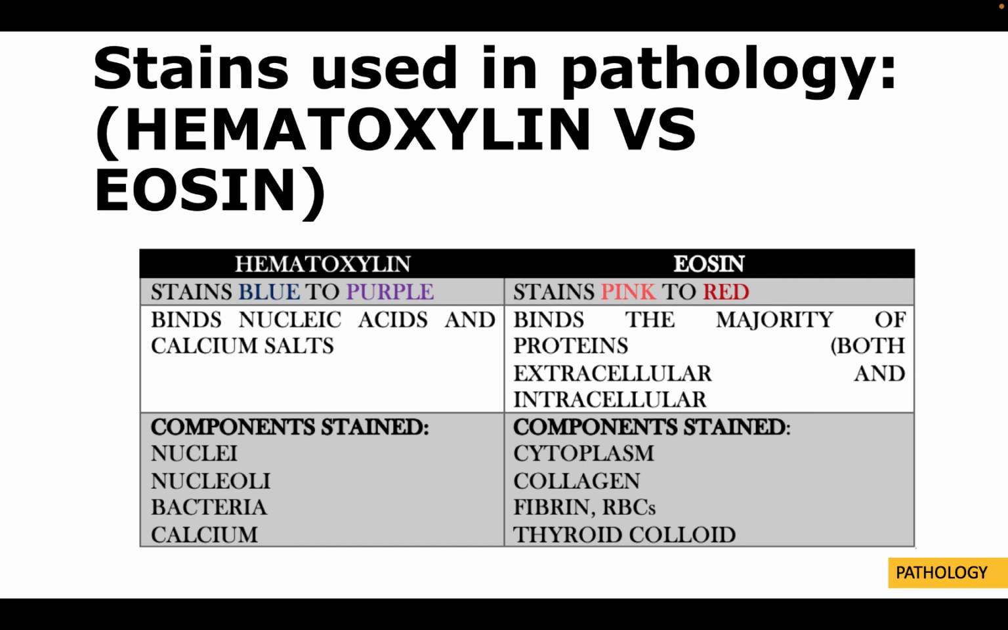Eosin, on the other hand, is going to be binding to proteins, and these proteins are found in the extracellular space. They're also found in the intracellular space. So it can actually stain the cytoplasm, it can stain collagen, it can stain fibrin, red blood cells, even the thyroid colloid, and it's going to be staining pink to about reddish in color.